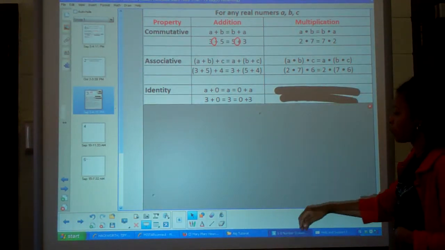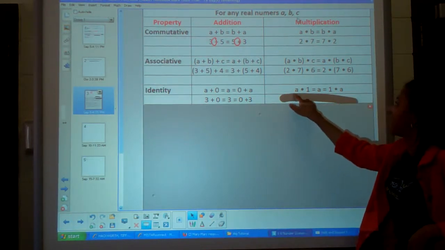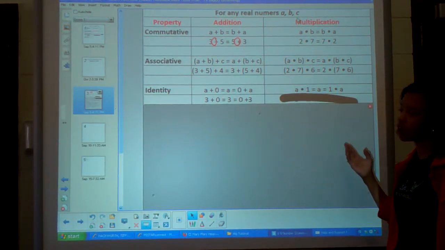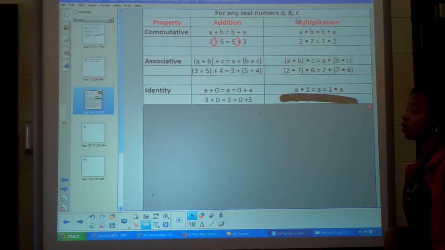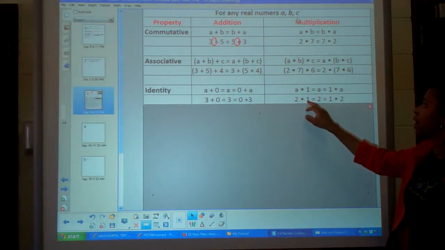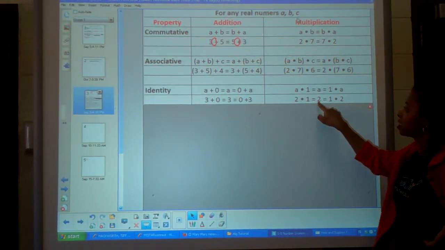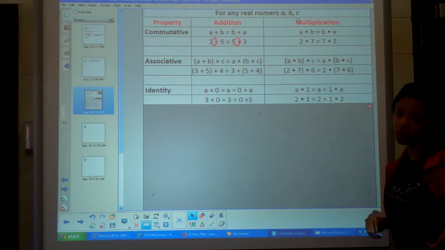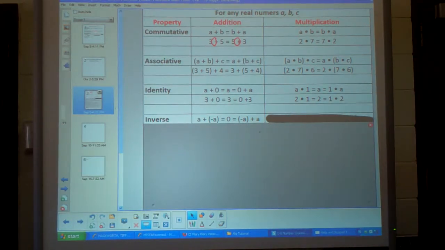What's the identity property for multiplication? It's just 1. Any number times 1 is itself again. So A times 1 is still A, or if I flip it, 1 times A is still A. That's the identity property for multiplication. Whenever I multiply 2 times 1 or any number times 1, it's going to equal itself. So 2 times 1 is itself, which is 2, or 1 times 2 is still 2. Here's the inverse property. The inverse property is going to be A plus negative A.